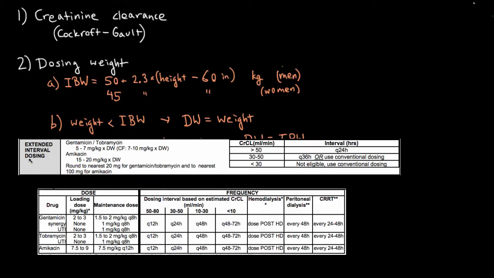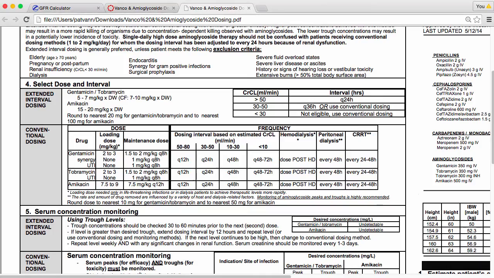Now with extended interval dosing, unlike conventional dosing, we tend not to check peaks. You're not going to check the peak concentration. And the reason is that we know that it's going to be high enough, because this is a pretty big number, 5 to 7. Unlike with conventional dosing, where someone with a weird volume of distribution may have a peak that's too low, that's not going to happen with extended interval dosing. But we do definitely want to check trough to make sure that the concentration is dropping to basically 0 as we expect it to. So let me just show you that in the chart here.